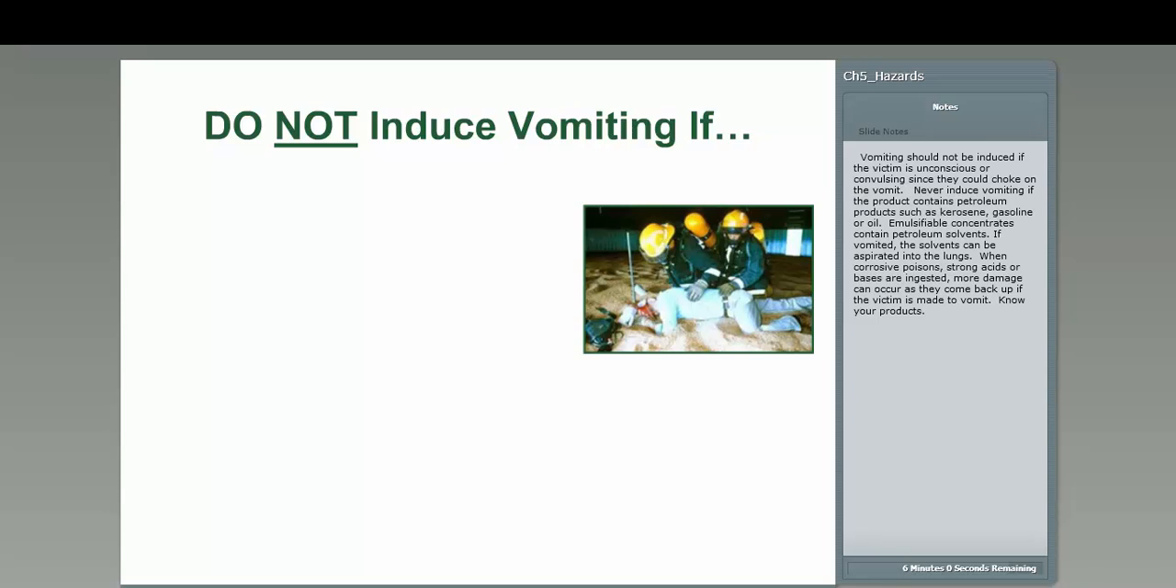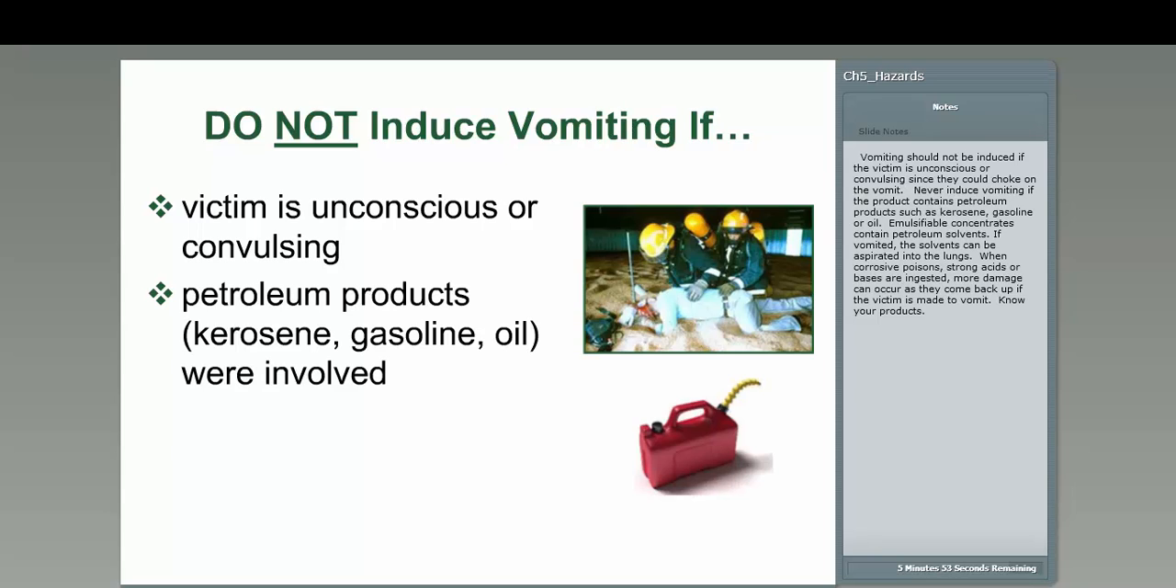Vomiting should not be induced if the victim is unconscious or convulsing, since they could choke on the vomit. Never induce vomiting if the product contains petroleum products such as kerosene, gasoline, or oil. Emulsifiable concentrates contain petroleum solvents. If vomited, the solvents could be aspirated into the lungs.